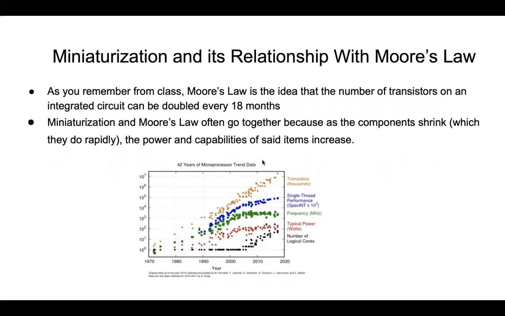We discussed Moore's law in class too, and I think you have to talk about Moore's law when you're talking about miniaturization. Moore's law is the idea that the number of transistors on an integrated circuit can be doubled every 18 months. So as the item is getting smaller, the power of the item is actually increasing. This graph right here depicts that.